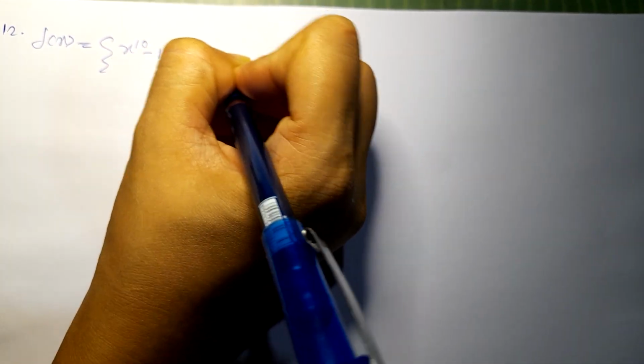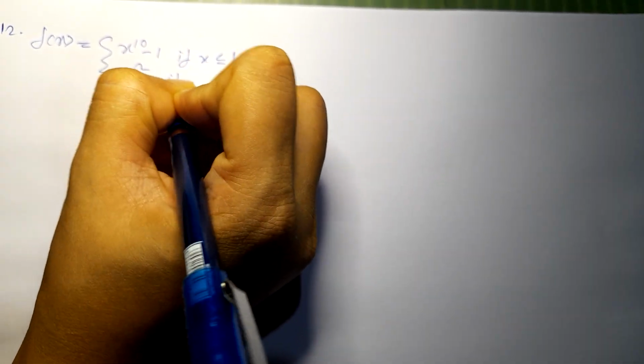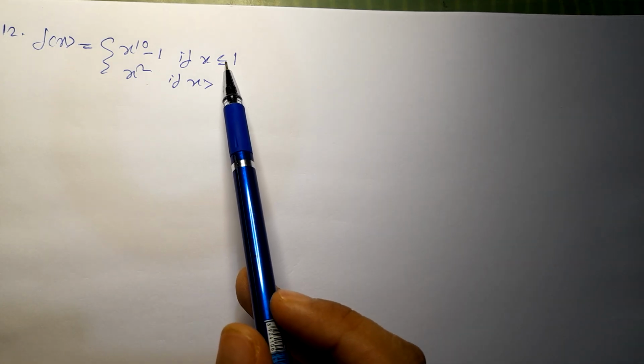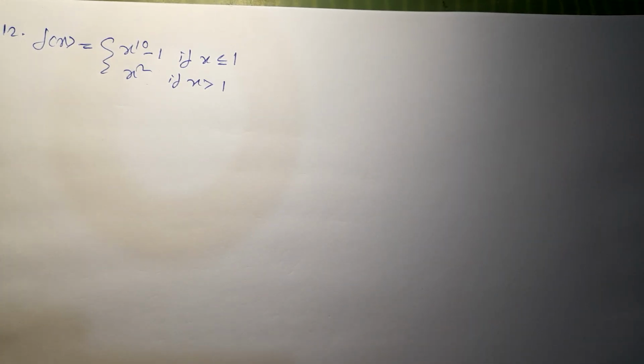Question number 12. f of x is equal to x to the power 10 minus 1 if x is less than or equal to 1, x square if x is greater than 1. We have to check the point of discontinuity at x equal to 1. Why 1? Here we have x less than or equal to 1 and greater than 1. Therefore, we have to check at x equal to 1.